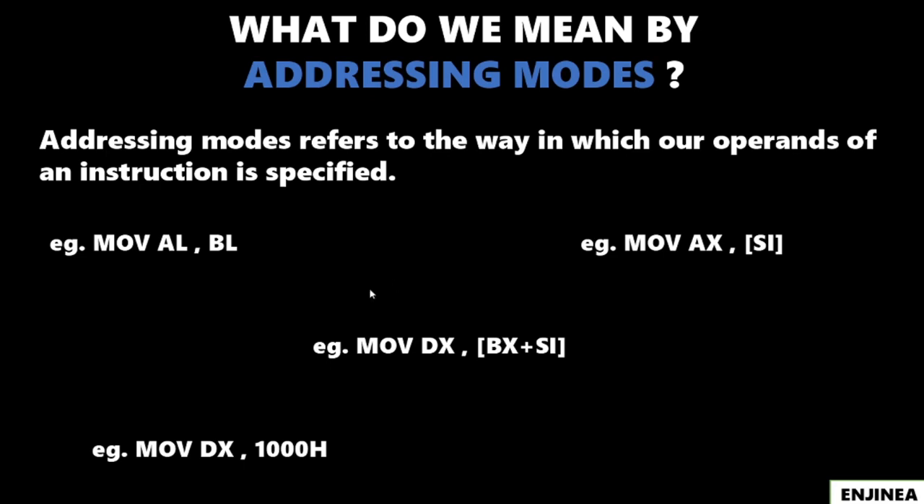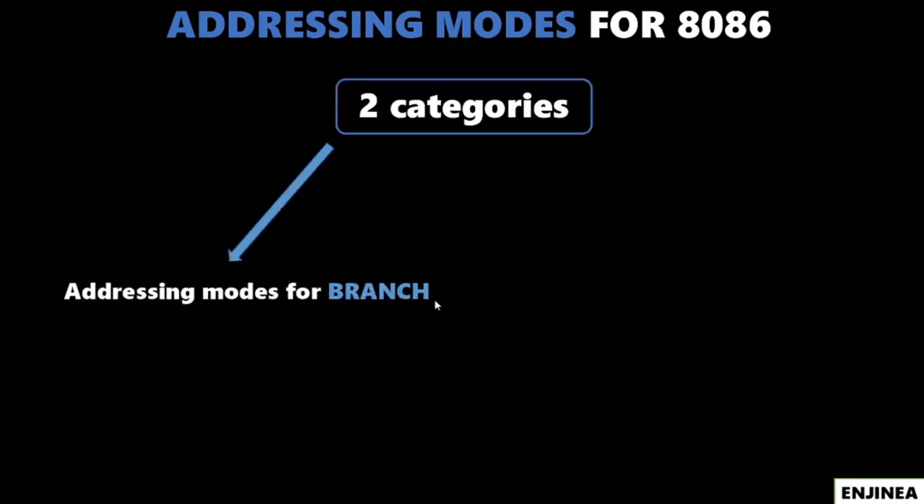So we will see what are the categories of addressing modes that we have. One trick that I'm going to say is, in various books, these addressing modes have different names. So one thing you should keep in mind is you should always remember the keywords. What I mean by keywords, you will understand in the next slides. The addressing modes for 8086 can be broadly classified into two categories. The first one is the addressing modes for branch and the second is the addressing modes for data. What we mean by branch and data, we will see in the next slides.